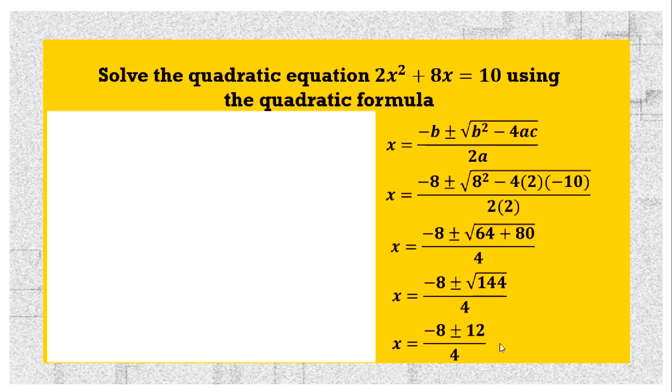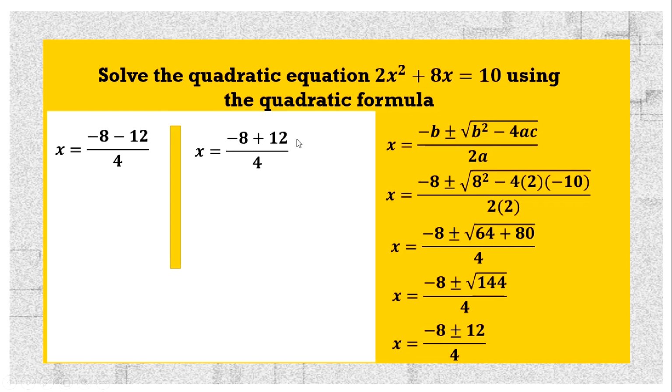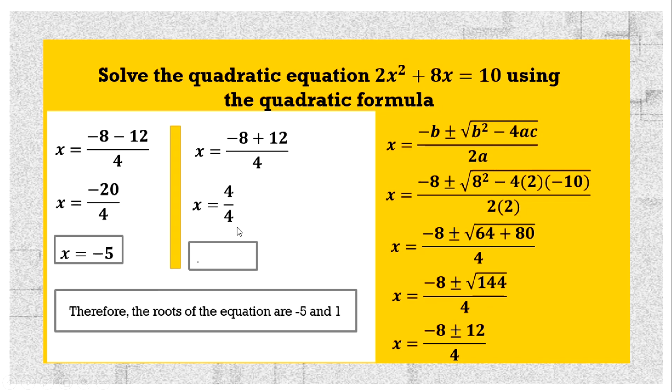Then, solve lang natin yung two values of x. If 12 is negative, we have negative 8 minus 12 over 4. And if 12 is positive, we have negative 8 plus 12 all over 4. Then, simplify lang natin. Negative 8 minus 12 is negative 20 all over 4, or simply negative 5. In this one naman, negative 8 plus 12 is 4 all over 4, or simply 1. And therefore, the roots of the equation are negative 5 and positive 1.